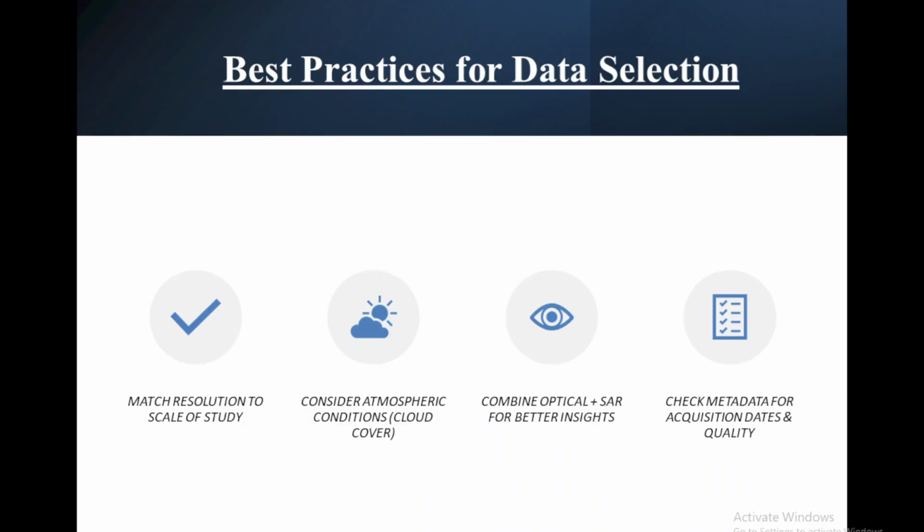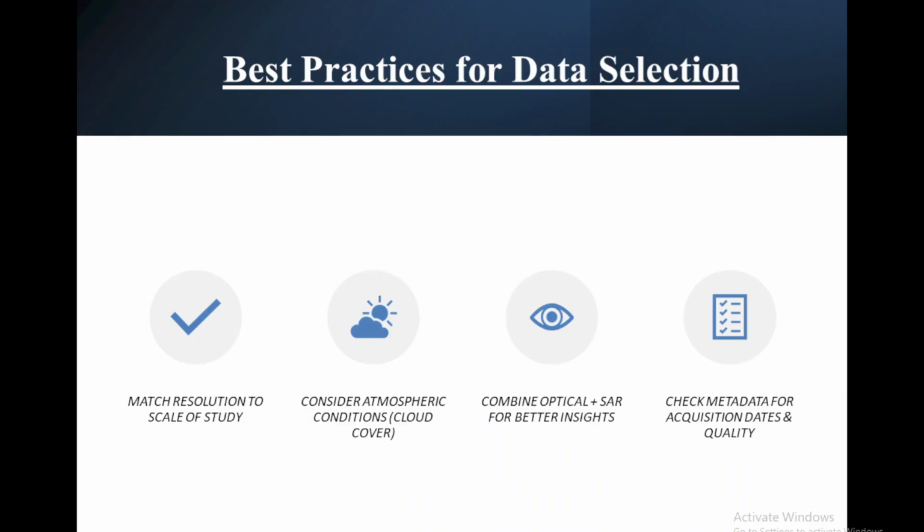Then consider atmospheric conditions. We have to consider whether we are studying clouds or the planet's surface underneath, so cloud cover also comes into the picture. At times, you can combine your optical sensor data with synthetic aperture radar for better insights, because optical or spectral sensors often suffer with cloud cover. Once they are covered by cloud, whatever information lies underneath will go undetected or go to waste. So you have to work with SAR data, because it can penetrate the cloud cover.